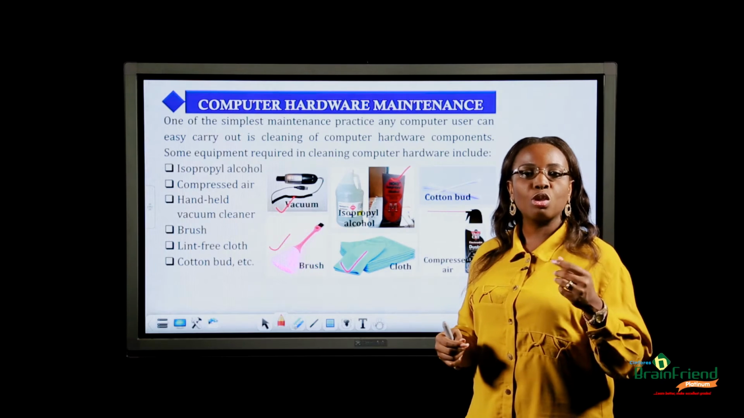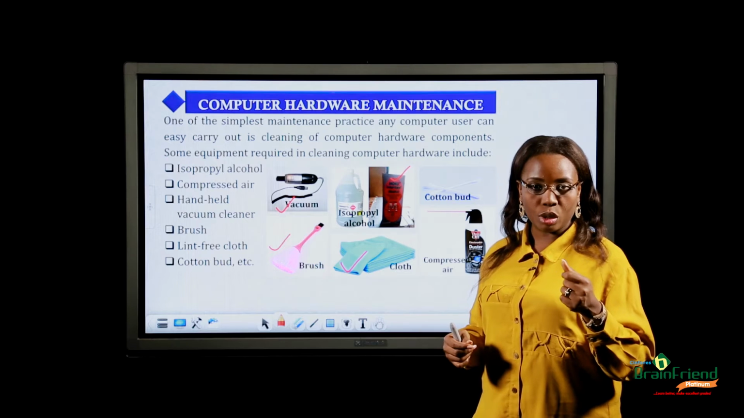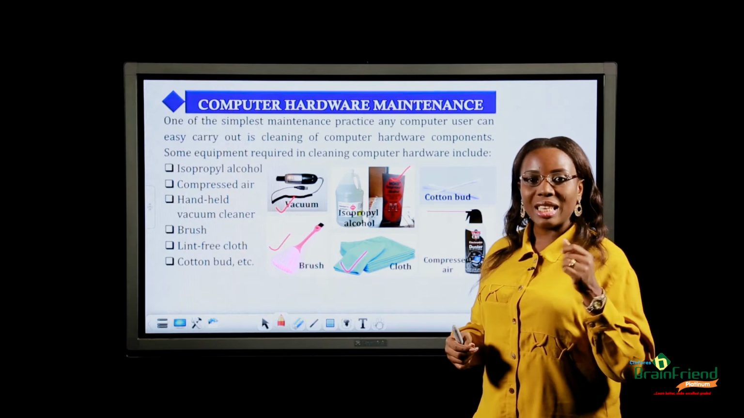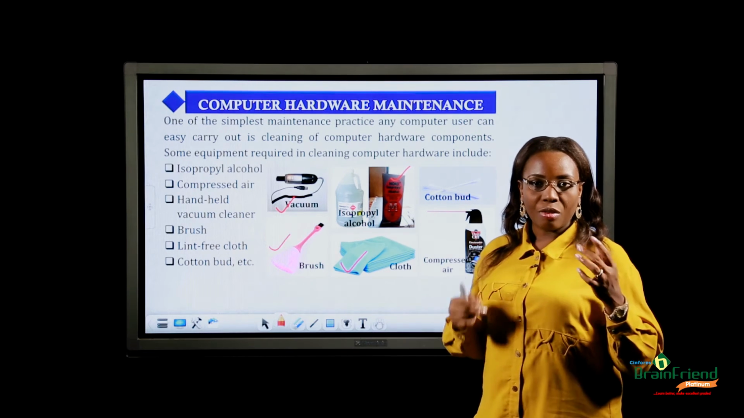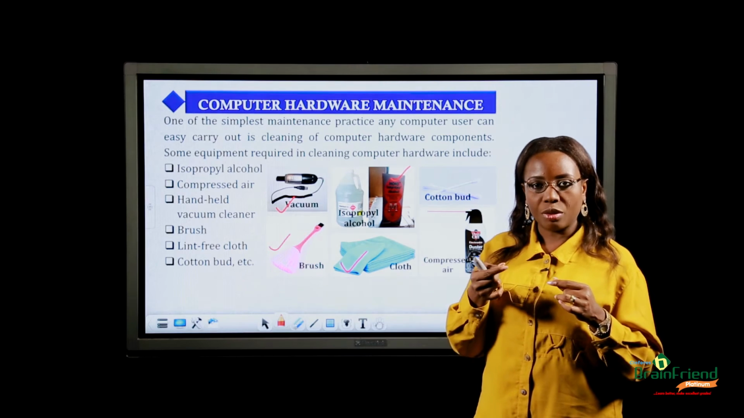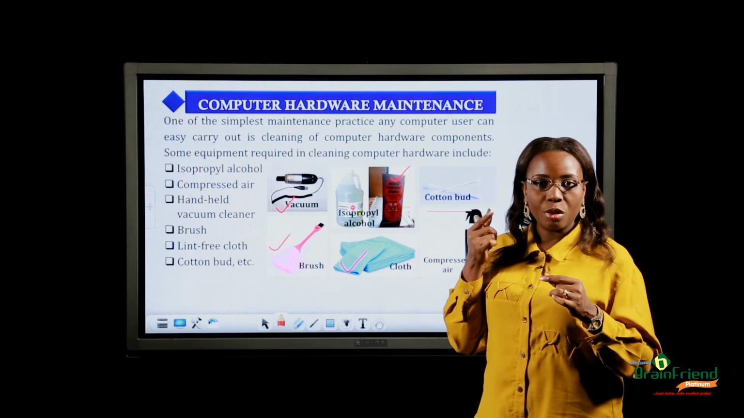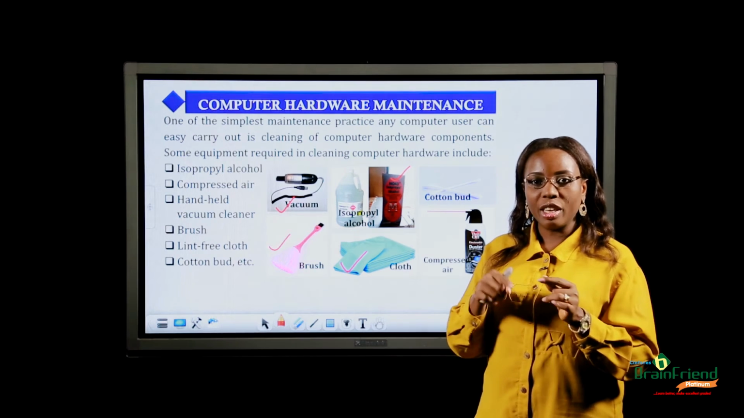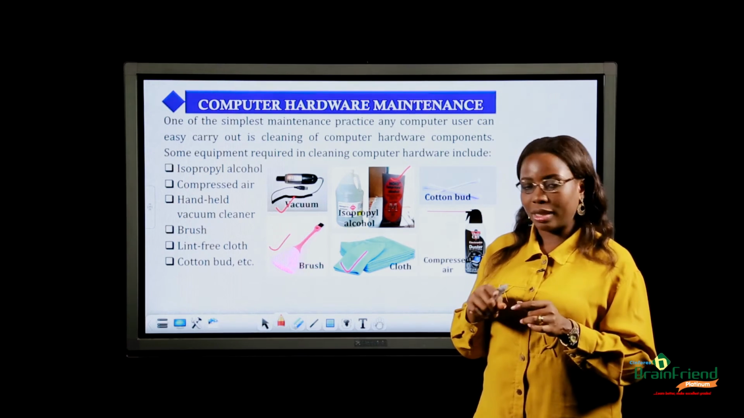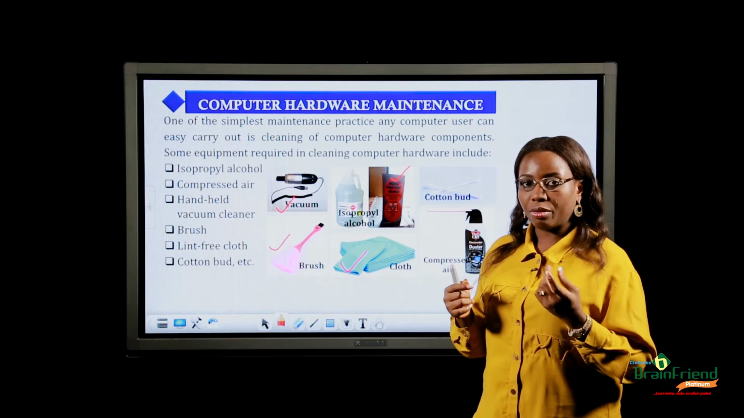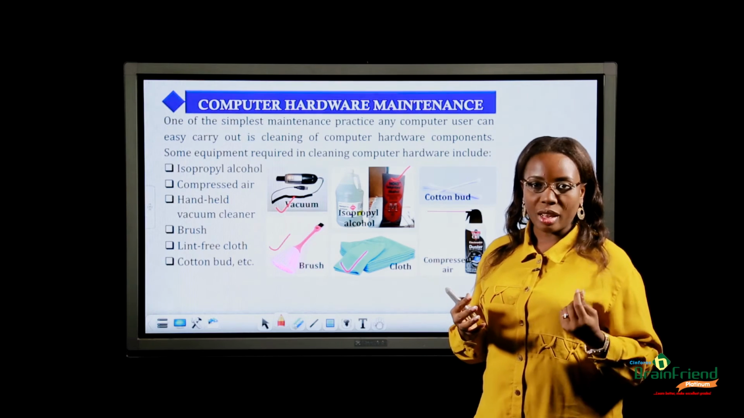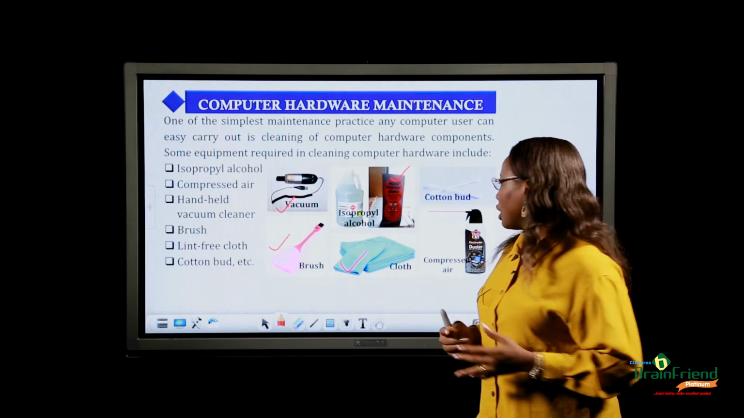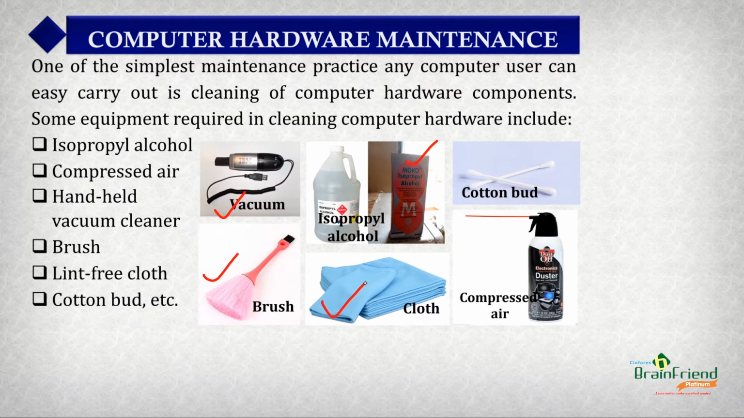Lint refers to those thread-like particles that fall off clothes. But for your computer, you need a cloth that is lint-free. For example, the small piece of cloth that comes with eyeglasses, the one you use to clean the lens of a glass, they don't leave particles when you rub them on your glasses. So that's an example of a lint-free cloth. Some computers come with them, so you can easily use them to clean your computers. Another equipment is your cutting board, and then we also have compressed air.